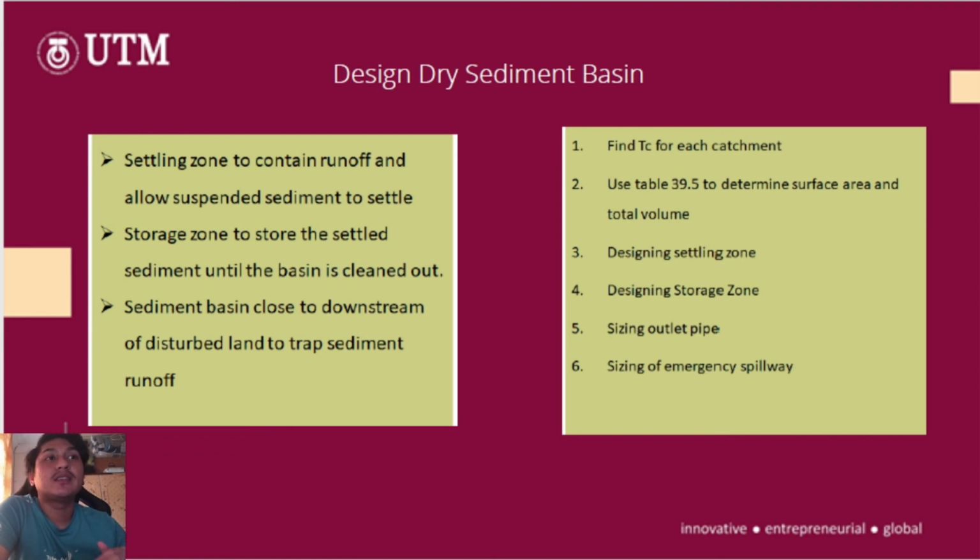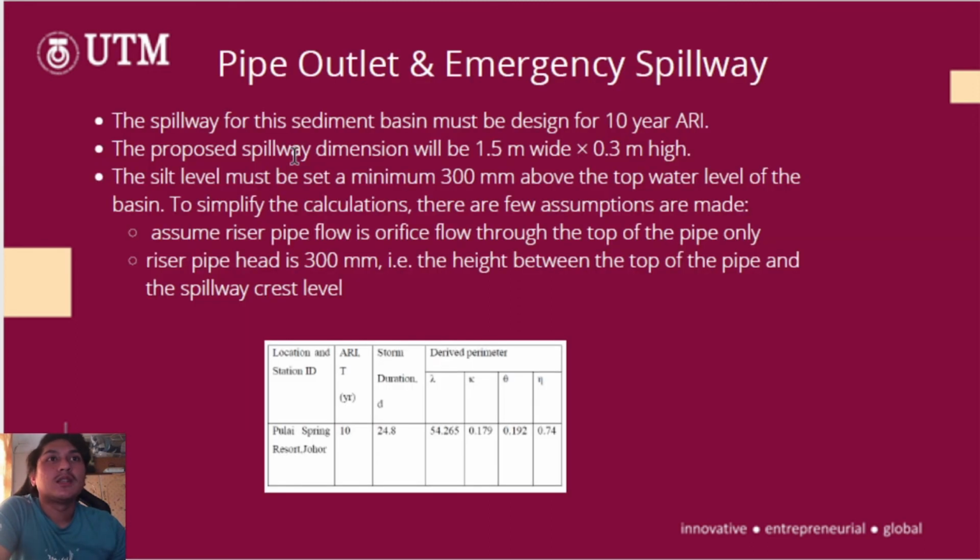First, we have to find Tc for each catchment, and then use Table 39.5 to determine the surface area and total volume. Next is designing the settling zone. Next is designing the storage zone. Next is to determine the sizing of the outlet pipe, and last is determining the sizing of the emergency spillway. So next is the pipe outlet and emergency spillway.